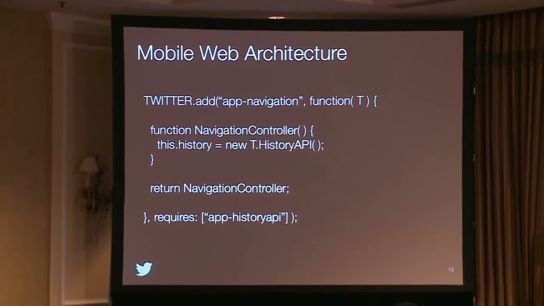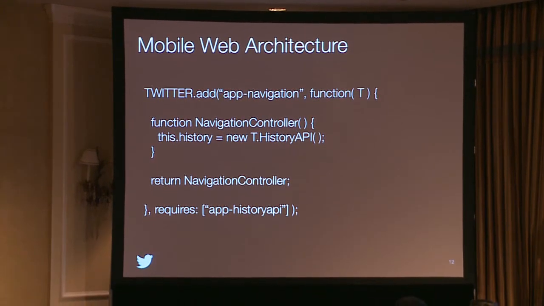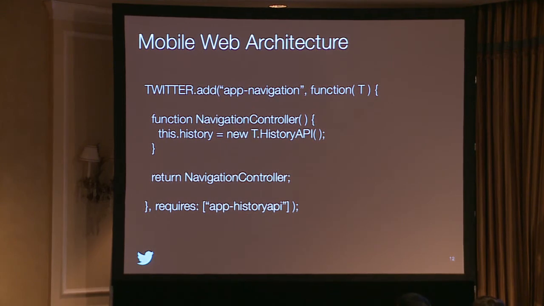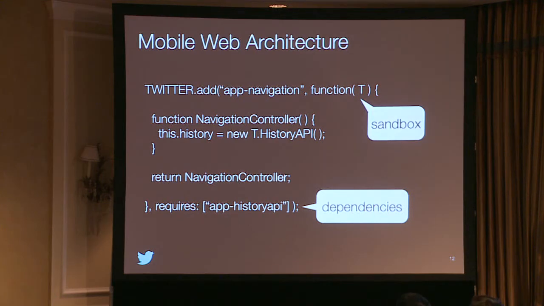If you see how we add a component, in this case we're creating the navigation controller. We define the name of it, and then we also have a dependency list at the bottom. This means that this component needs to have the history API in order to load. It's wrapped in this sandbox, so the application core will not call this function until it has all the requirements that it needs.